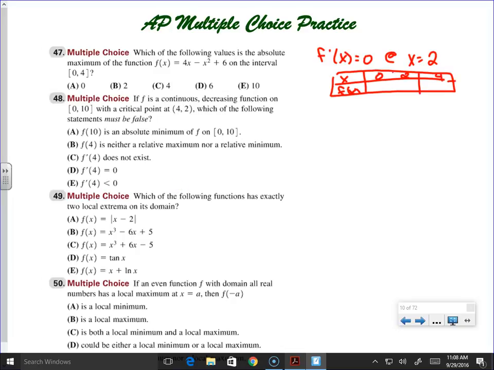I guess. Okay. Then plugging in 0, what did you guys get? I got 6. Plugging in 2, what'd you get? I got 10 and 12, who's right? I forgot how to count. Well, 8 minus 4, yeah, it's 10. Then plugging in 4, we end up with 16 minus 16 plus 6. 6 again, right? So where's our absolute max? Still 2. 10.